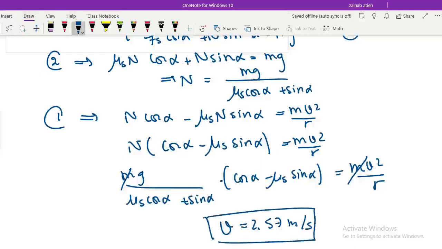Okay, now how did I know that I wanted to go this way? Because the question gives me the mu s and gives me the radius. So I think about using the forces, which is the only way to find the speed in this case. Okay, because I have nothing else that helps me find the speed other than using the projection of vectors.